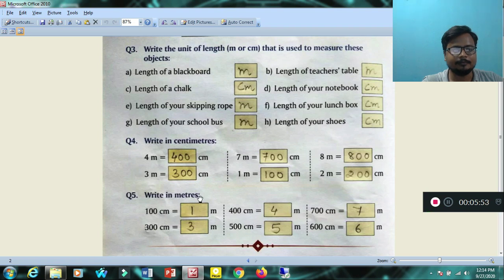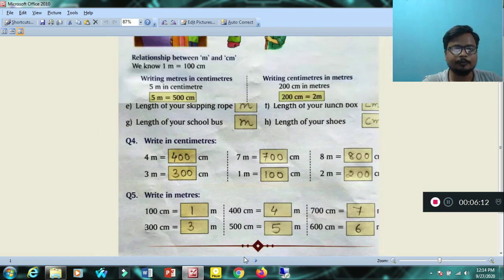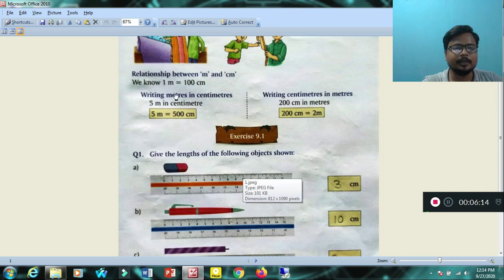Write in meters. Okay. Now what we have to do? We have to solve these questions and write the answer in meters. So it is clearly given 100 centimeter. So in our previous page we have learnt that 100 centimeter equals 1 meter. Okay. I can show you. As you can see here, 1 meter equals 100 centimeters. So 100 centimeter equals 1 meter.